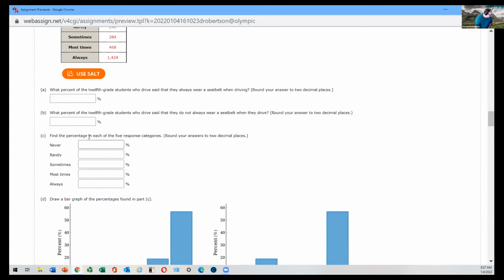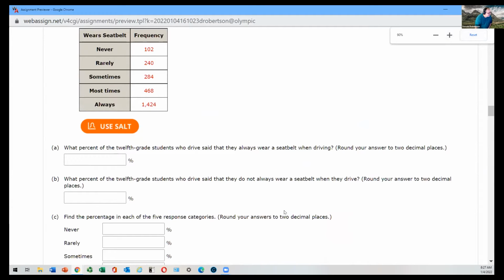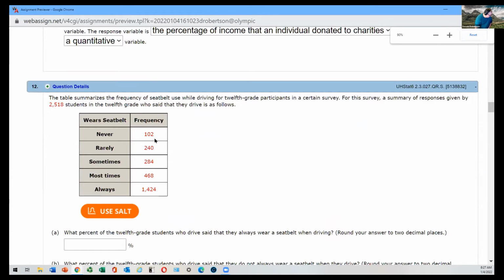Now, suppose you wanted to answer some of these questions, the percentage type questions. Well, they're not nice and easy because the numbers aren't pretty. Let's take the percentage of people who never wear a seatbelt. Now, write that number down for a second. It's 102 people, and the total was 1424. So let's show you what that looks like, and then hopefully you can figure out what to do.